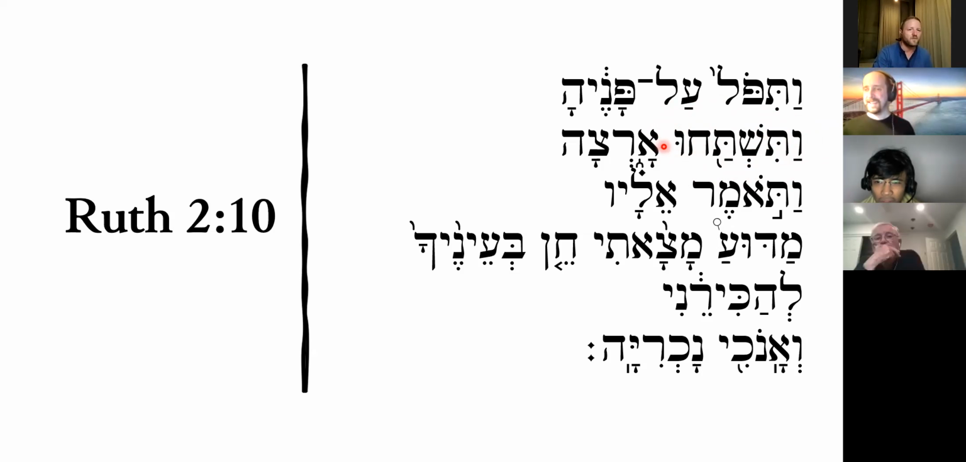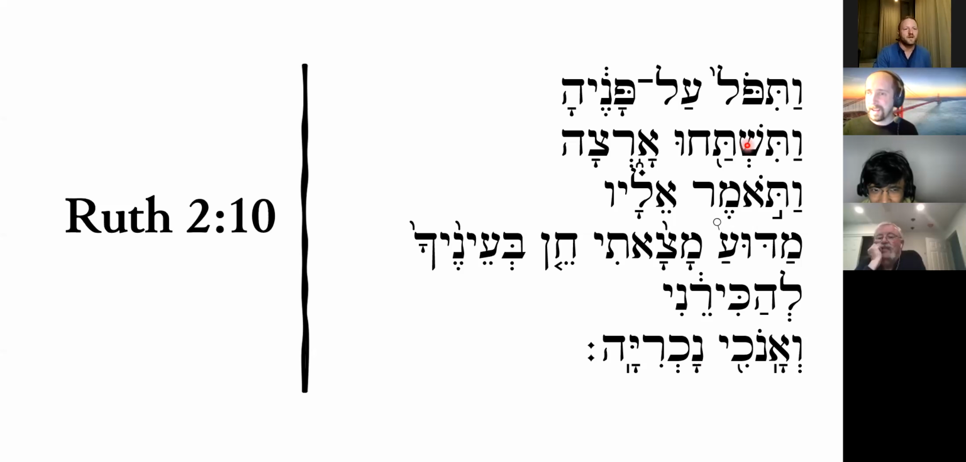Cool. He bowed down. Yes. So, vatishtachu artza. Vatomer elav, madua matzati chen be'enecha. Just so folks know, I'll sometimes pronounce my tseres as a's, and it makes Jason crazy, but it's really hard for me to fix. So be'enecha, lehakireni, v'anochi nochria.